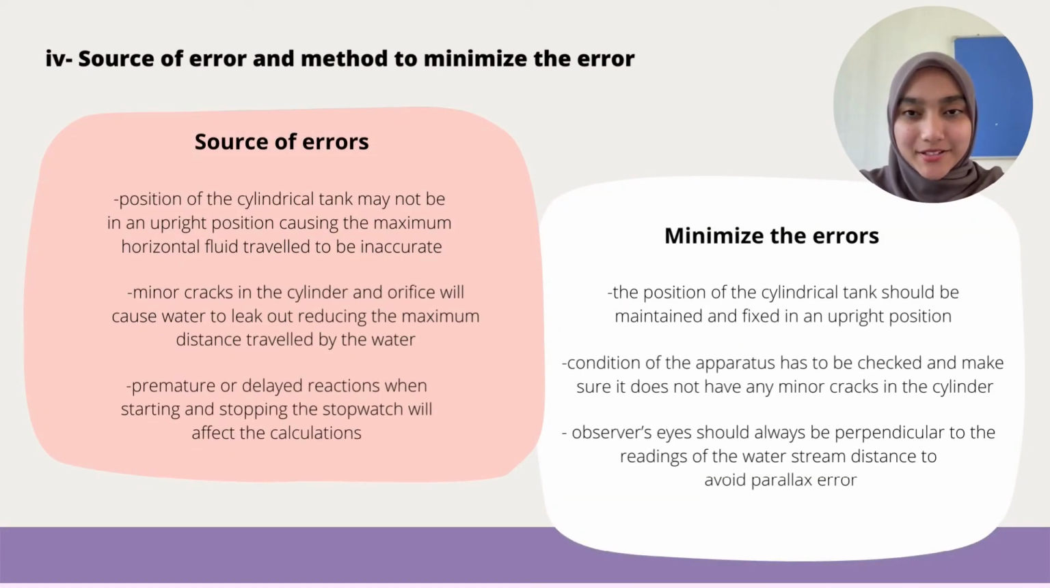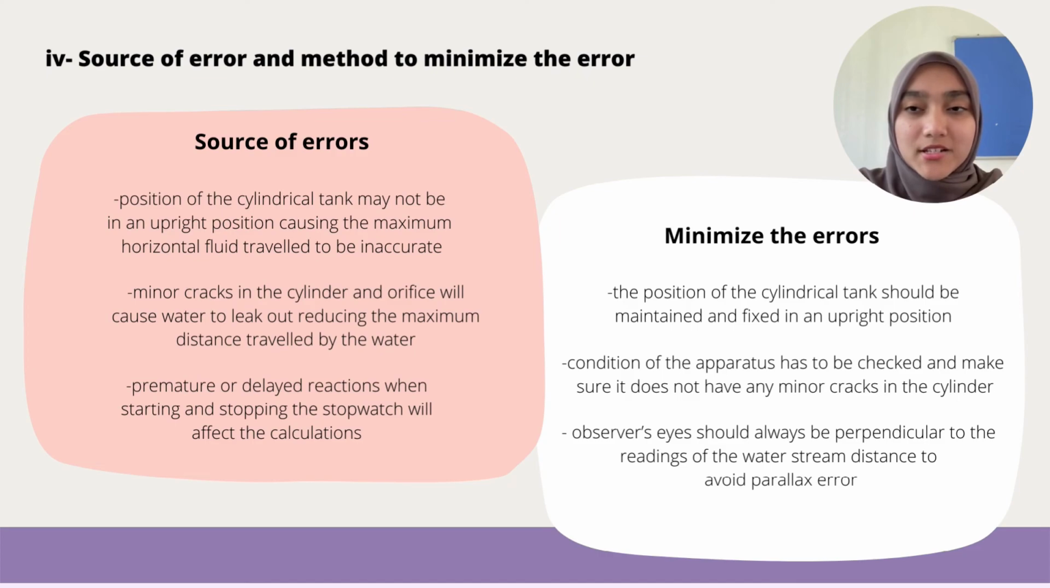In this experiment, there are several sources of errors. First, position of the cylindrical tank may not be in an upright position, causing the maximum horizontal fluid travel to be inaccurate. Second, minor cracks in the cylinder and orifice will cause water to leak out, reducing the maximum distance traveled by the water. And third, premature or delay reactions when starting and stopping the stopwatch will affect the calculations.